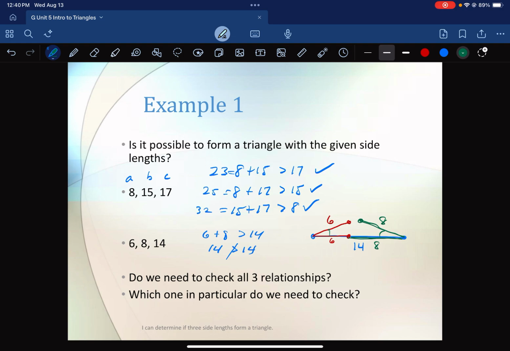Okay, so do we really need to check all three relationships? Which one in particular do we need to check first, to see if this is even going to be a triangle? And the answer is you need to make sure that the smallest pair is greater than the largest when they're added together, okay? So we're looking for the shortest two sides. Add those together first, see if it's greater than the third side. If so, the answer is going to be yes. They make a triangle, okay?